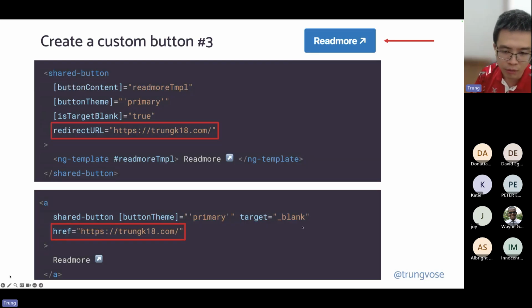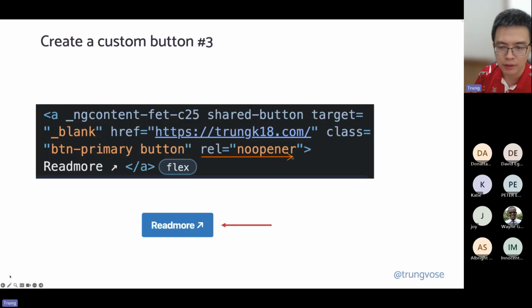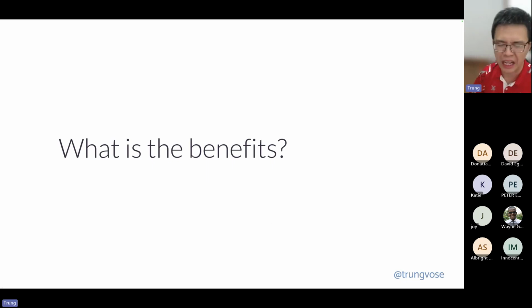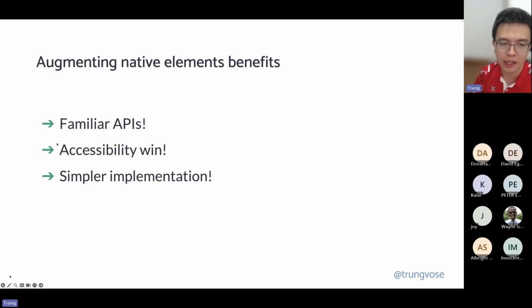Okay, as you can see here, we don't have the rel noopener. Back one more time. Let's see. There's a rel noopener. Why? Soon, you know. And then it's rendered as normal. So the benefit, I hope you kind of understand the idea. The benefit is the API now when we interact with the component is a lot simpler, a lot more familiar. And accessibility, we don't get into the case where you wrap an A and inside the A there's a button. And then the implementation seems to be a lot simpler.